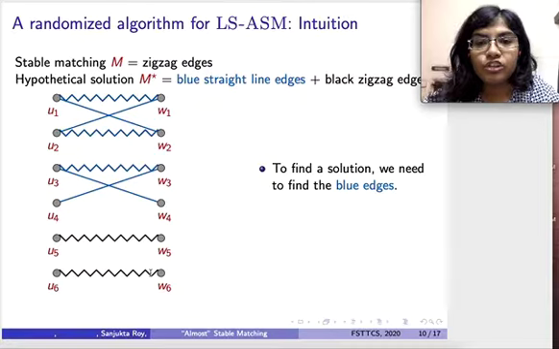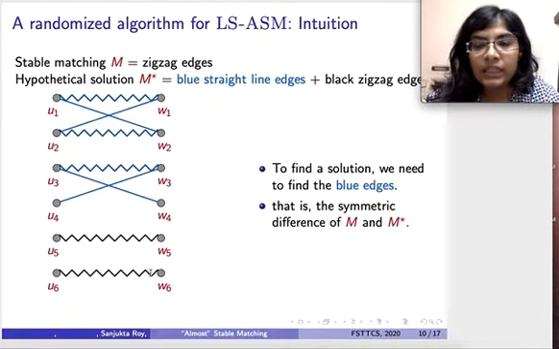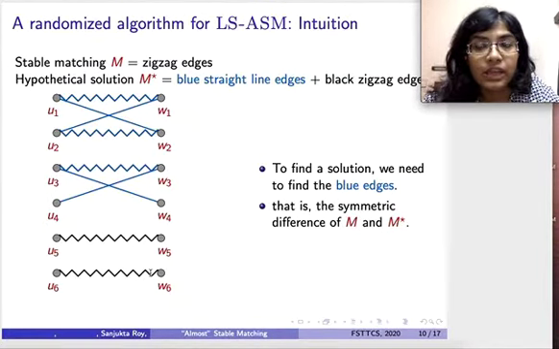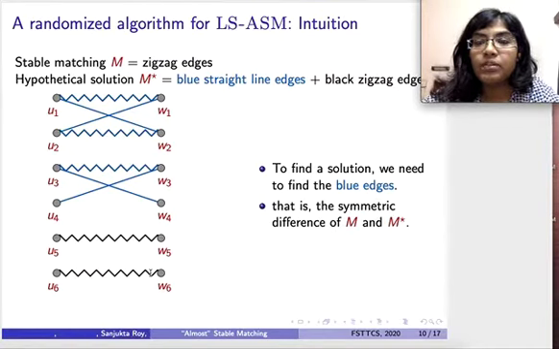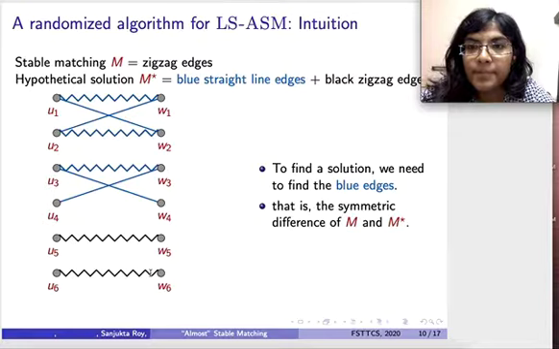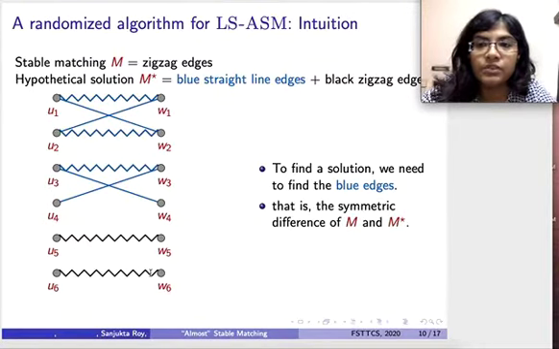Okay, so suppose this is your hypothetical solution. Then if I have these blue edges, I can find M star, because these are the symmetric difference edges. I will just take these edges, do symmetric difference with M and get M star. So this is what our goal would be: we want to find these symmetric difference edges.